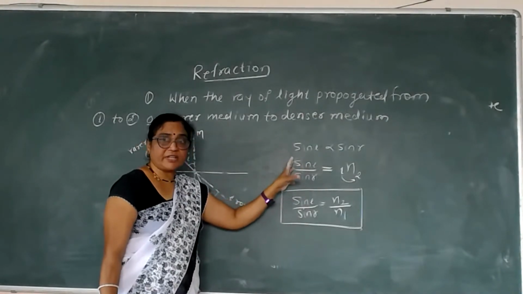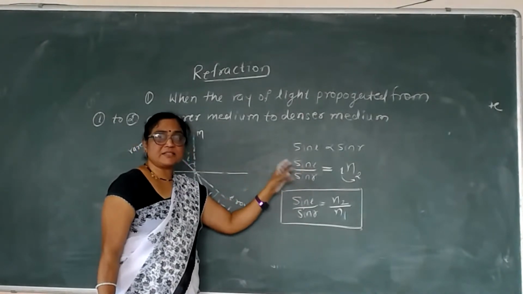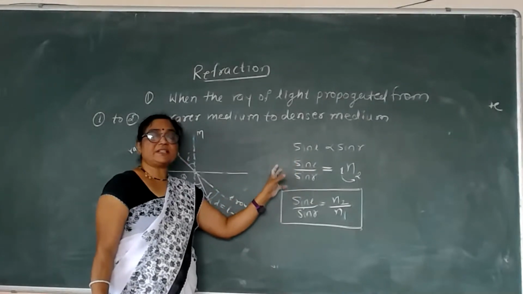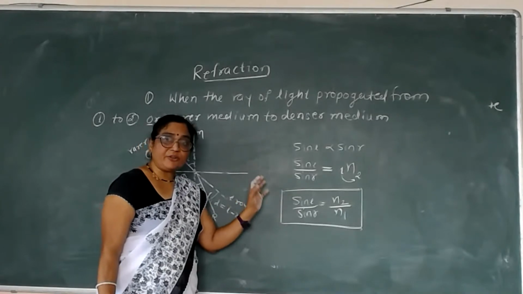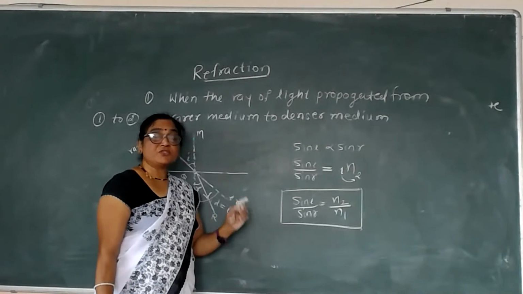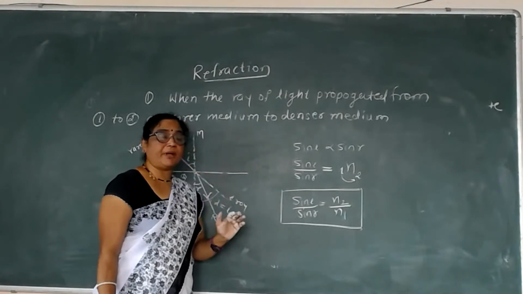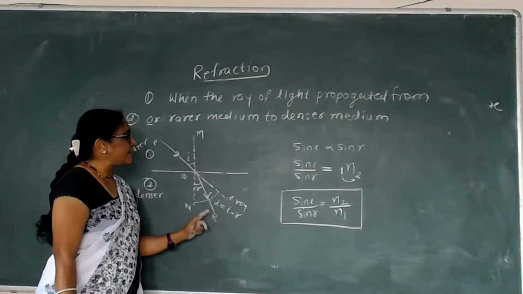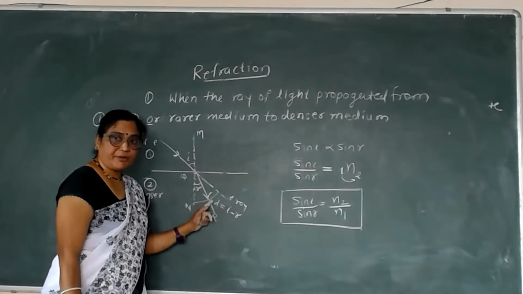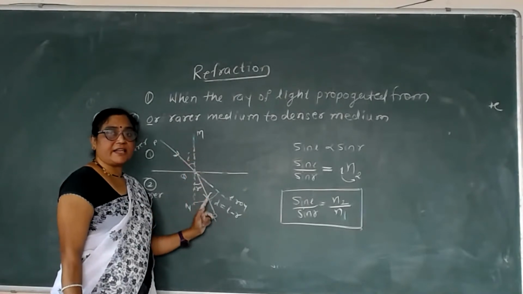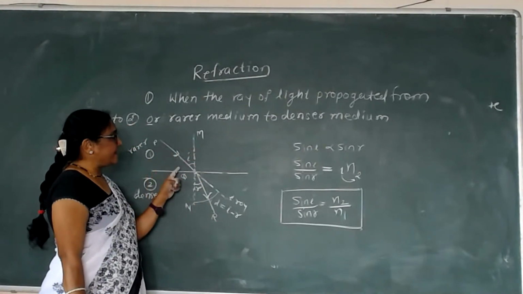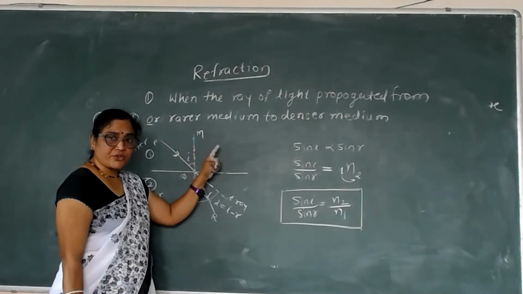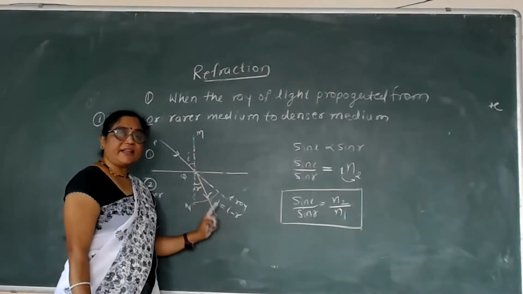So the refractive index for air, for glass, and for water, all the values are different. But the refractive index is a constant for that medium. So the refractive index does not depend upon the incident ray. The refraction depends upon the second medium, on which the ray of light is incident. If the ray of light is incident from the air medium to the water medium, air is a rarer medium and water is a denser medium.